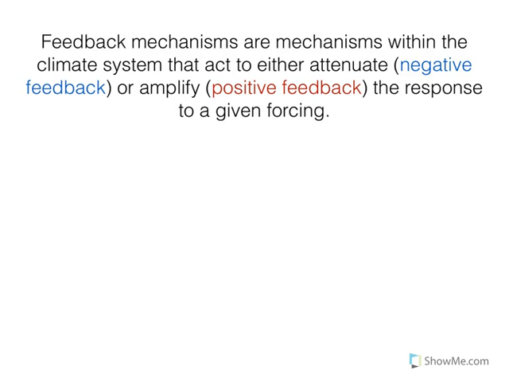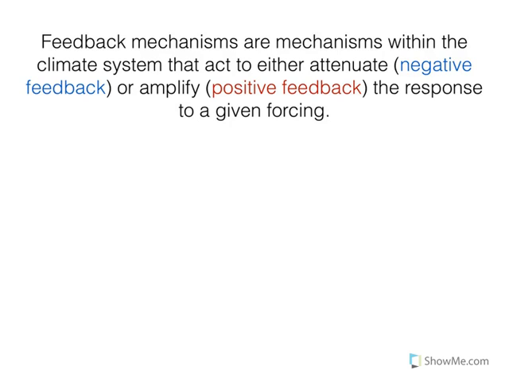Now first off we need to define feedback mechanisms. A feedback mechanism is within the climate system and acts to either attenuate, a negative feedback, or amplify, a positive feedback, the response to a given force. Attenuate is the opposite to amplify. The Unit 1 EDEXCEL book defines a feedback mechanism as the output of a system that acts to amplify or reduce further output. So it's a very similar definition, but they mean the same thing.